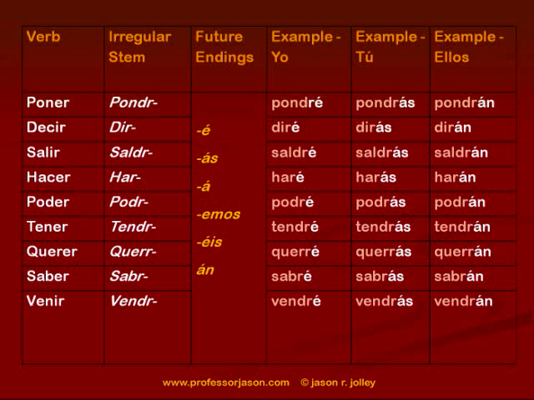If I wanted to say, for example, I will have, tendré, you will have, tendrás, they will have, tendrán, or I will find out or I will know, sabré, sabrás, you will know, sabrán, they will know. The thing is, we're talking about irregular verbs with irregular stems in the future tense, and all you can do is memorize these. And it's really important because these verbs are extremely common.